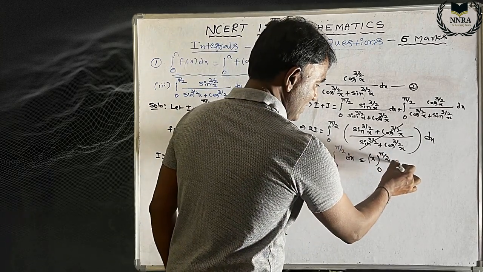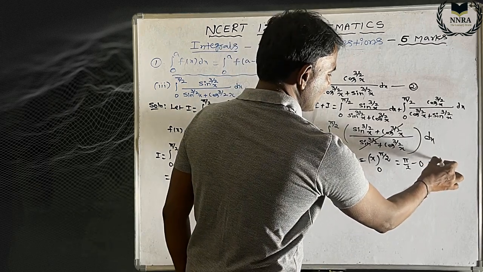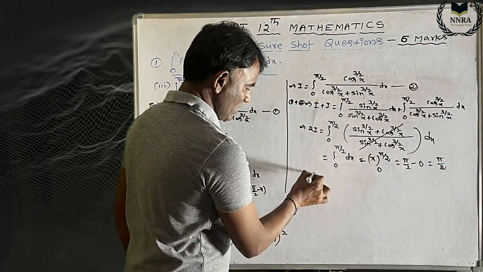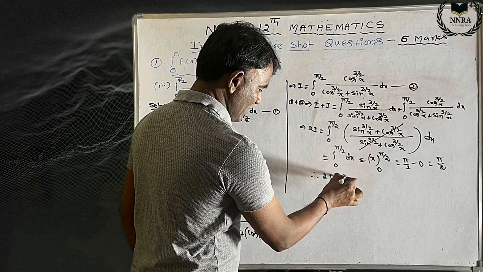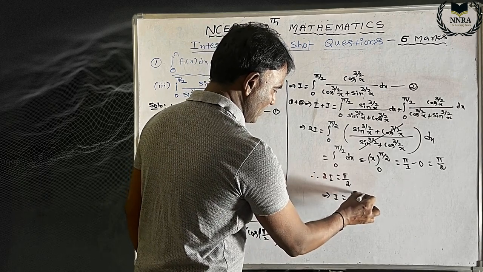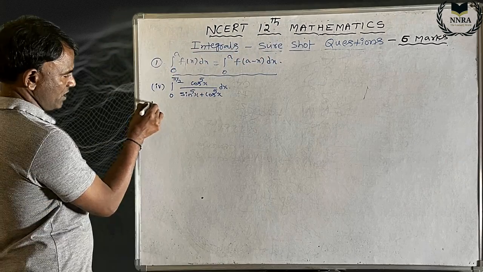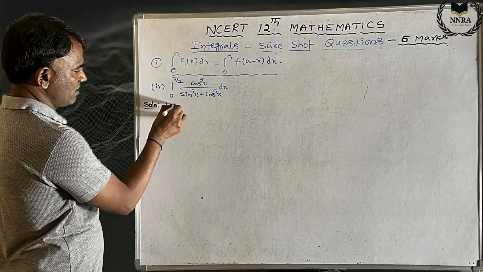Now first the upper limit in the place of x, then the lower limit in the place of x. So it is equal to pi by 2. So 2I equals pi by 2. But we want the I value. That can be written as 1 by 2 into pi by 2, equal to how much? Pi by 4. Same as previous questions only.